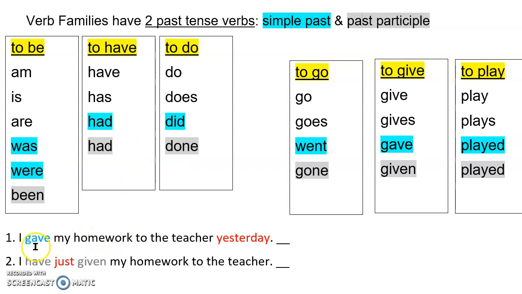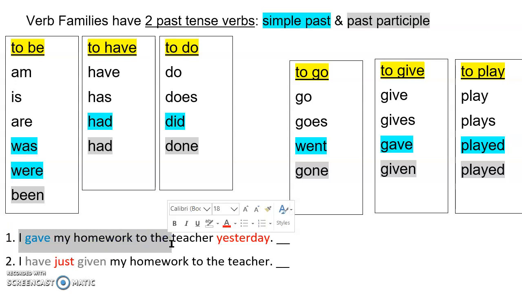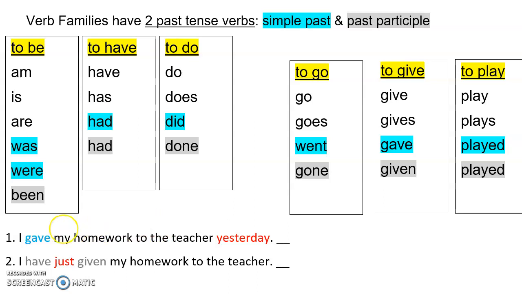So let's look at number 1. I gave my homework to the teacher yesterday. So here is our verb, gave. It's in the simple past here. And we can see the time, yesterday. This time is important when we're choosing our past tense verbs. This time is finished and it goes very well with the simple past.